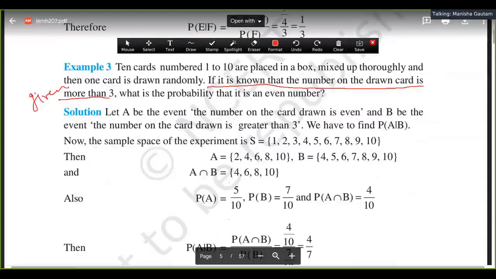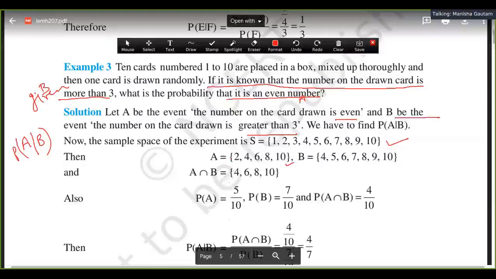Suppose you want the number to be even, it is A. The number on the card is even is A, and B is already happened. This given is B. So you want to calculate the probability of A if B already happened. Already happened means it is known to you or it is given. That event is known as the already happened event. A is the number on the card drawn is even, and B is the number on the card drawn is greater than 3. Now the sample space has 10 elements, and A means even numbers 2, 4, 6, 8, 10.